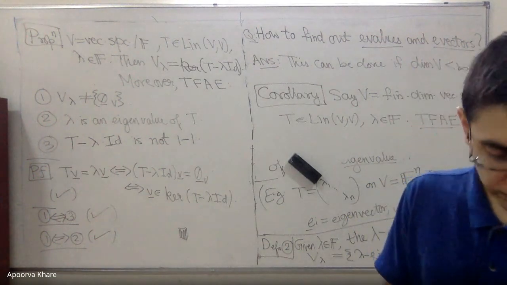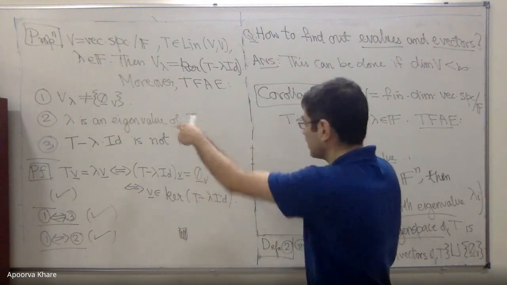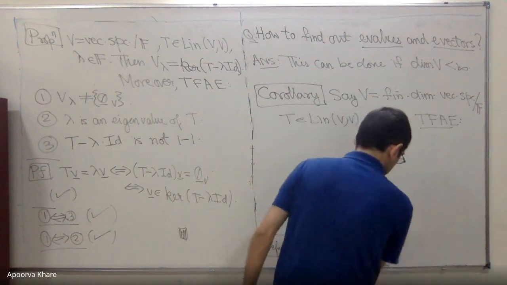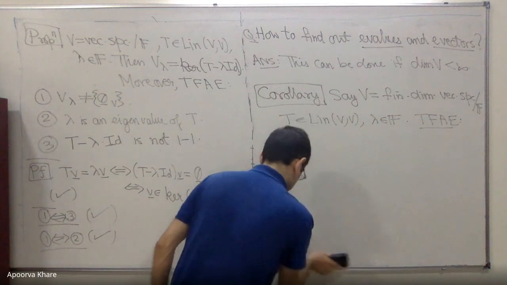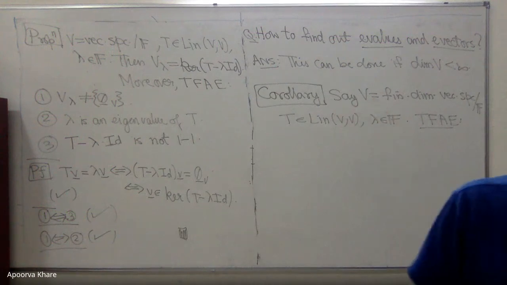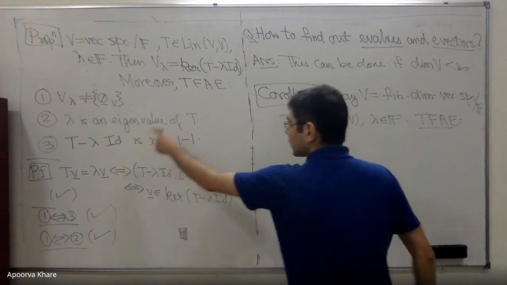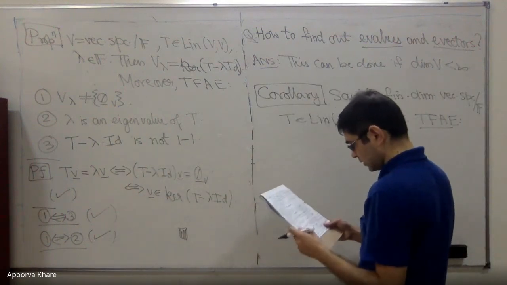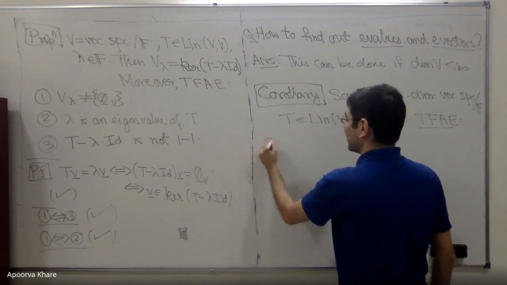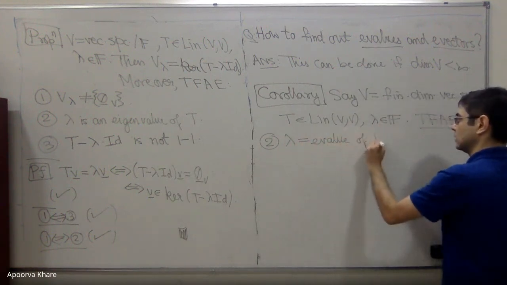Okay, so what are the conditions now? I will basically have these conditions and a couple of others. Let me just mention one of these conditions, and so automatically all the others are also equivalent to it. Maybe I'll just mention the condition that lambda is an eigenvalue of T.